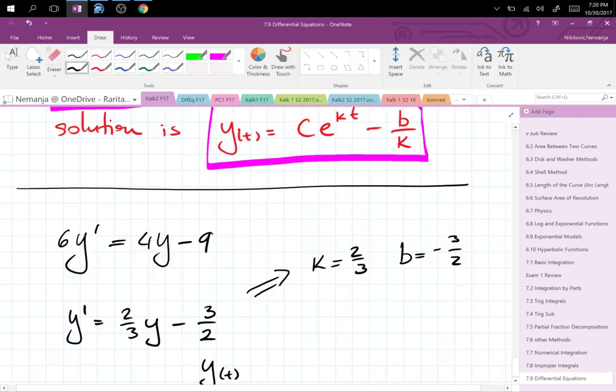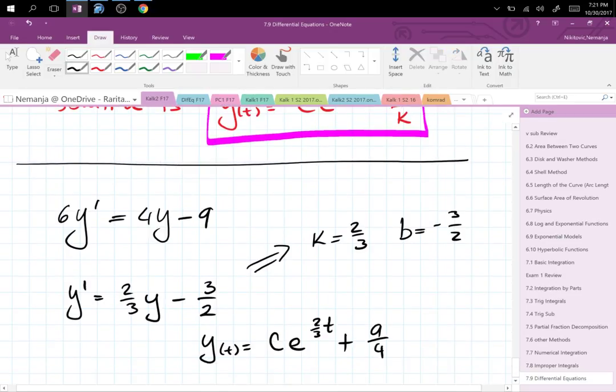We haven't done any calculus integration or anything like that. We memorize the form of the solution and just plug the numbers in. So C e, and then it goes kt, but k is 2/3, so 2/3 t, minus, and the minus will give me a plus, and I have b over k, so 3/2 divided by 2/3, which is 9/4. And that's the solution. I haven't done any calculus.